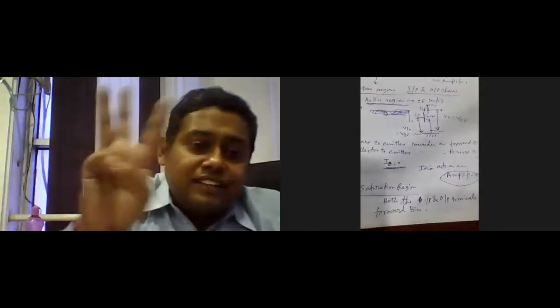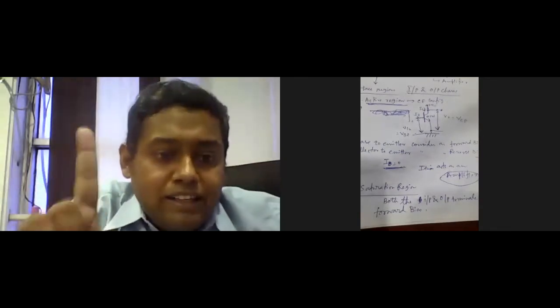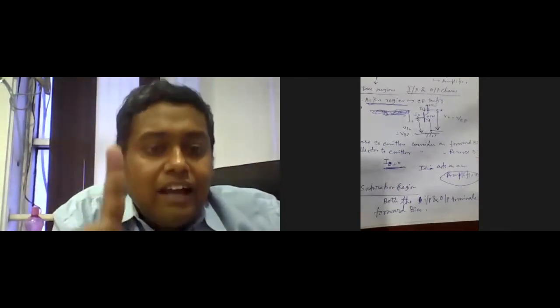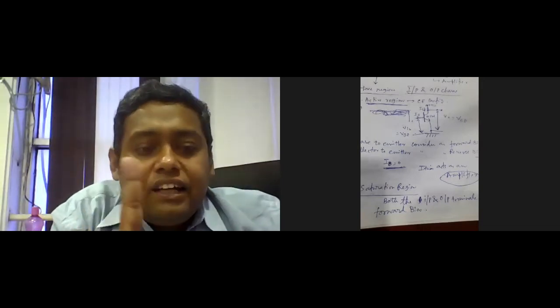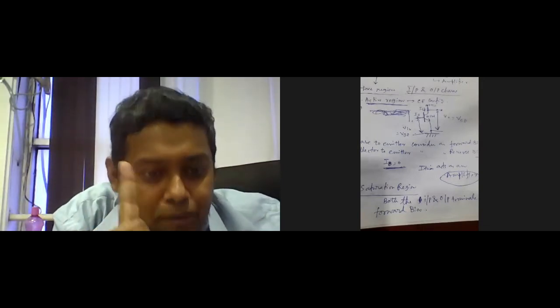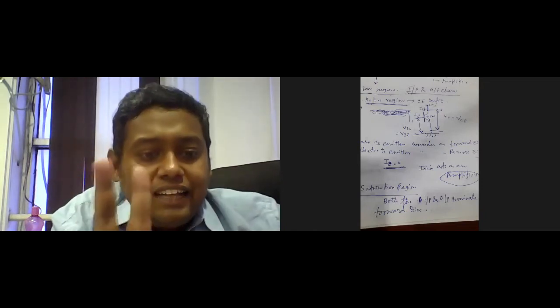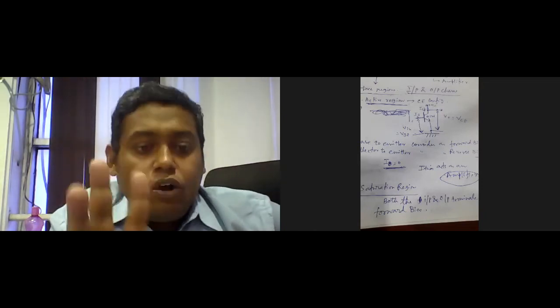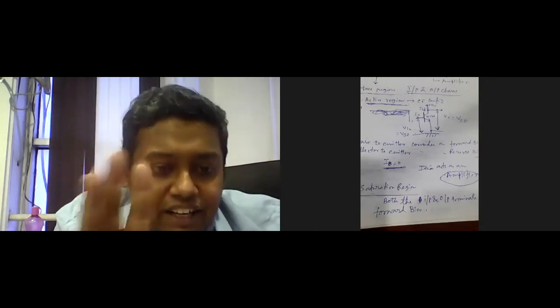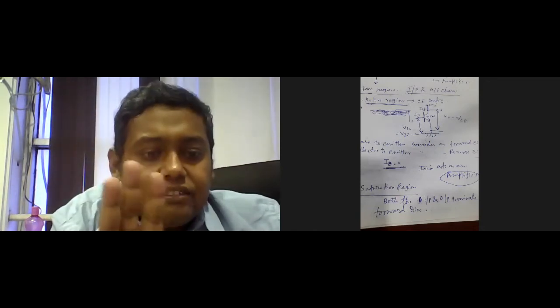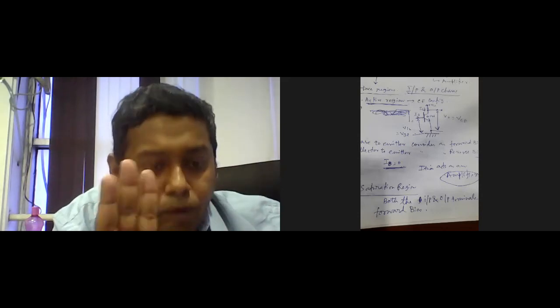It is considered in three regions. Number one is the active region, where the transistor acts as an amplifier circuit. Number two, the saturation region, where the transistor acts as a switch in the on state. Number three, the cutoff region, where the transistor acts as a switch in the off state.